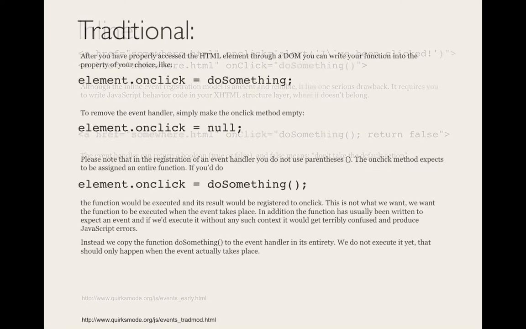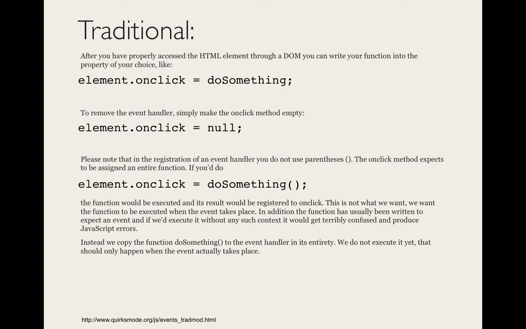So next up, we have the traditional way of doing it. You take an element that you identify through a DOM call, the document object model you're familiar with. You assign it a method for the event, and off you go. To remove an event handler, you just assign null to the event. And just remember, don't use parentheses when you're assigning. Remember, we're using the assignment statement, the equals here. So don't use parentheses when you're assigning a method to an event.